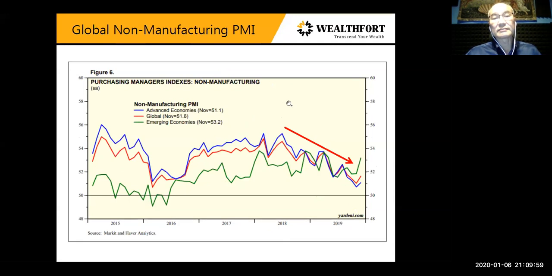Now this is the non-manufacturing, which is the services industry. Okay, again, emerging markets are leading, okay, with advanced economy and the global index just ticking slightly up.